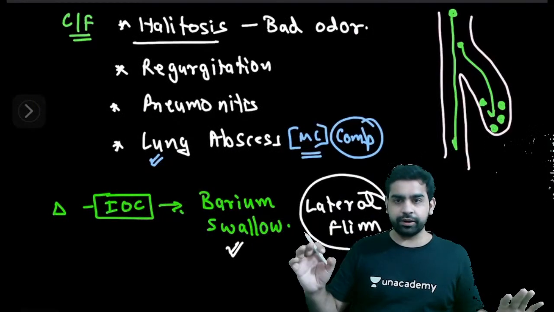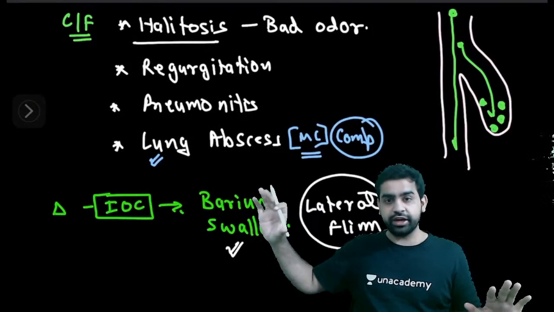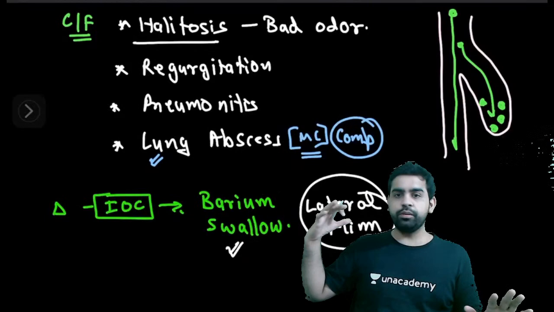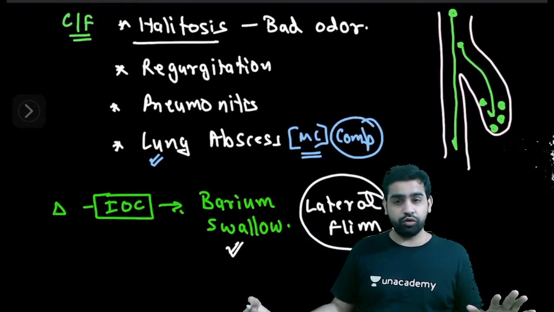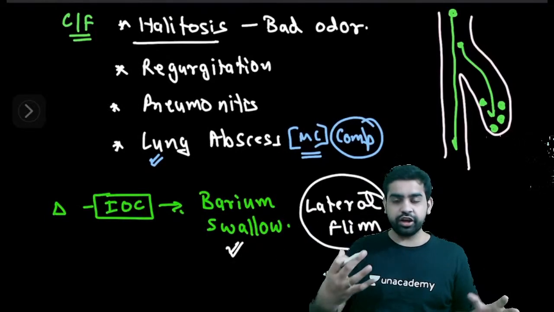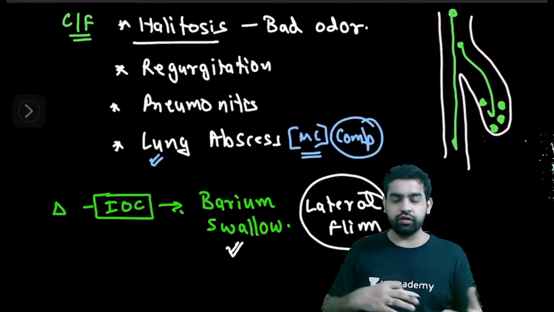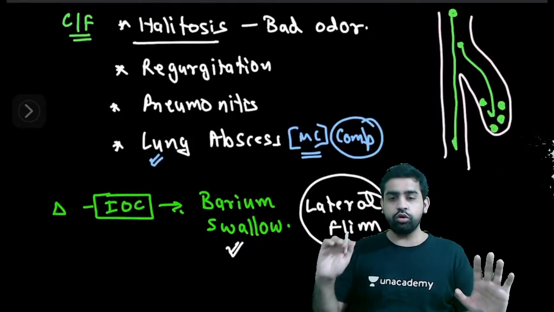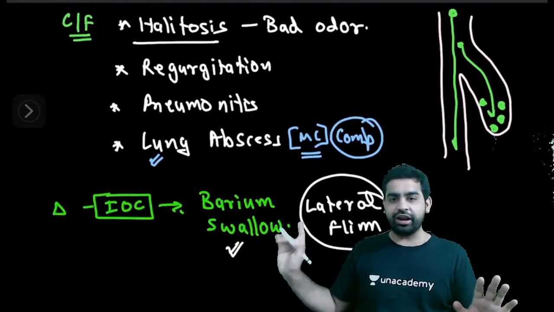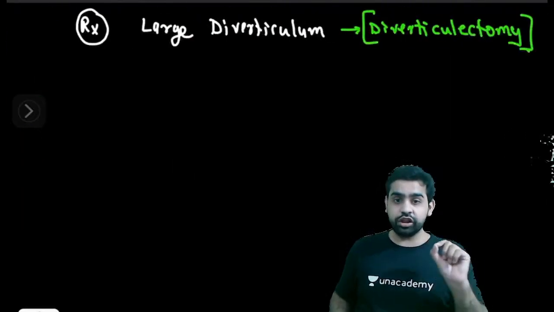Now the food goes and gets accumulated in this diverticulum. Because of this, there is partial degradation of the food. The patient gets halitosis, regurgitation, lung abscess, pneumonitis, all those things. Investigation of choice is a barium swallow, but you have to go in for a lateral film.